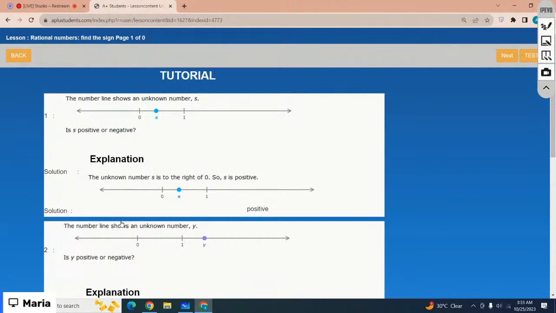Okay, the number line shows an unknown number s. Is s positive or negative? You need to see the value of s as positive or negative, right? So how do we see? You can see s is between 0 and 1, right? That means s is greater than 0. So the numbers that are greater than 0 are always positive. So that is a positive number, right?